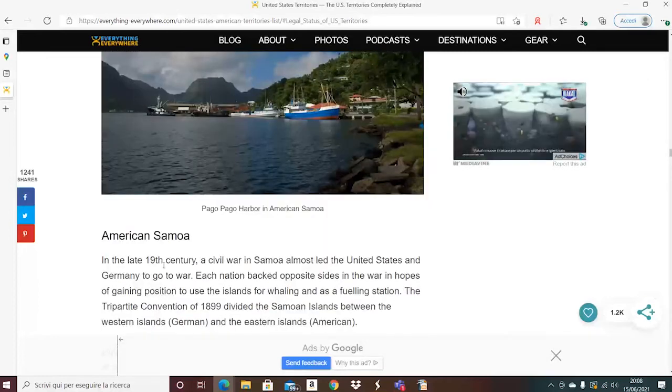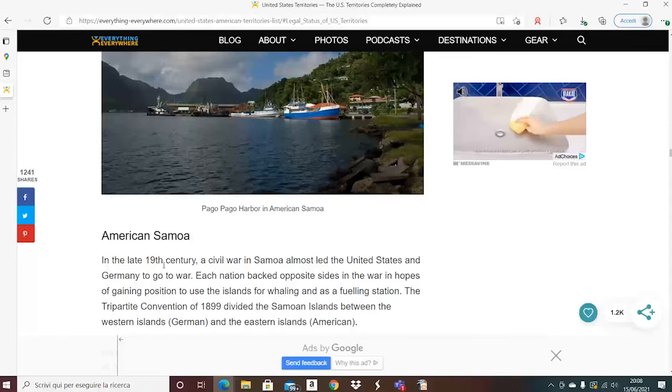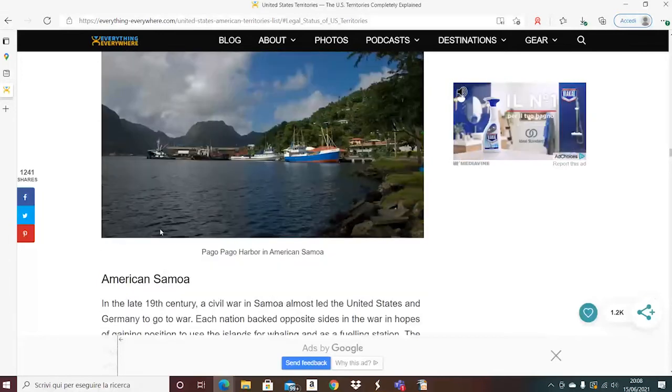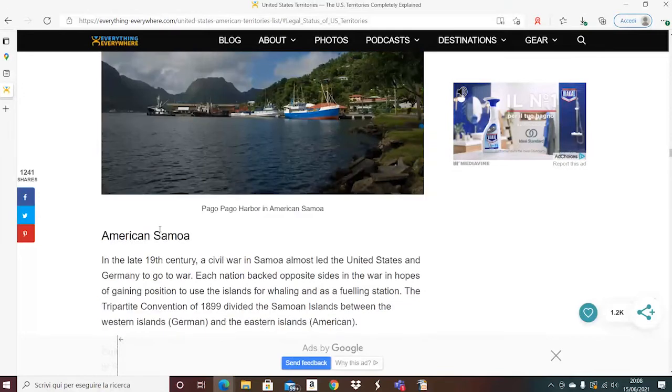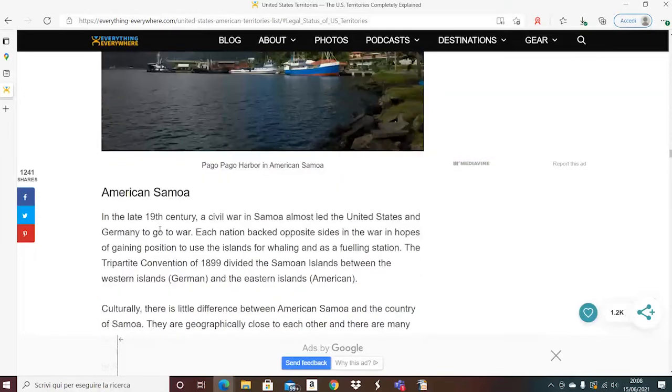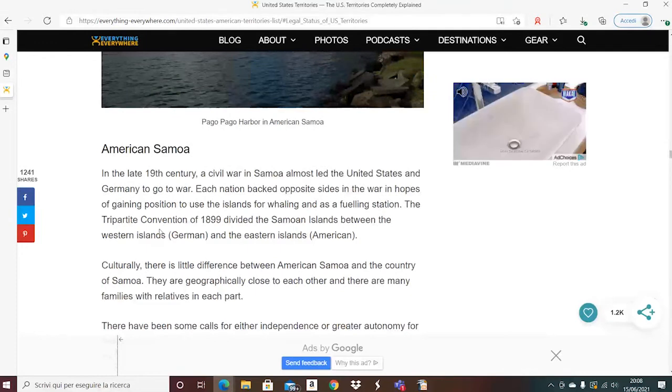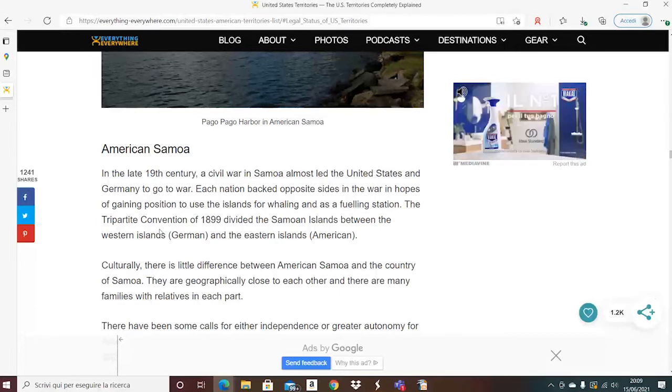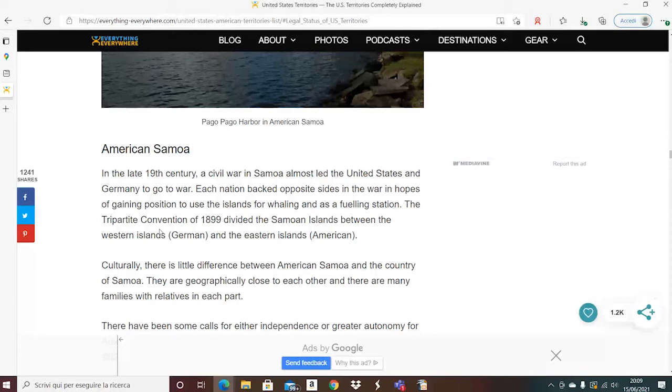So, Pago Pago Harbor in American Samoa. Nice place, eh? Anyway, American Samoa. In the late 19th century, a civil war in Samoa almost led to the US and Germany to go to war. Each nation backed opposite sides in the war in hopes of gaining position to use the islands for whaling as a fueling station.